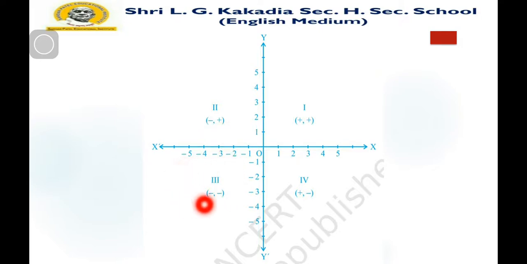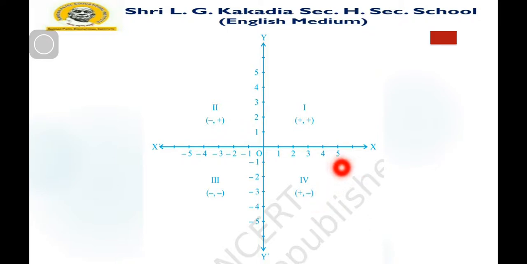Here, if the given point is in the third quadrant, then the coordinates of the point will be minus comma minus, because here the x axis is negative and the y axis is also negative. And if the point is in the fourth quadrant, you can see here the x axis is positive and the y axis is negative, so its x coordinate is positive and y coordinate is negative.